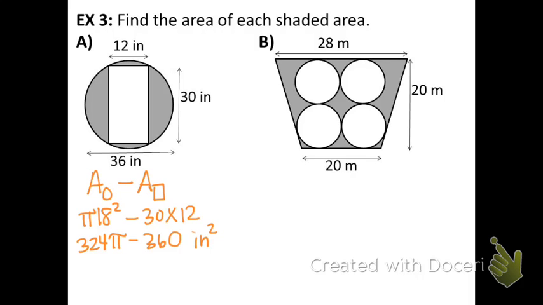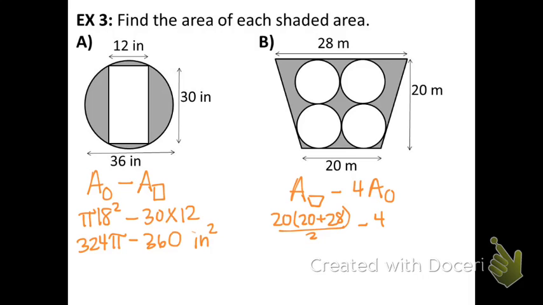Okay, on this next shape, it looks like we have a trapezoid, and we're going to take away 4 circles. So for my trapezoid, I need to know that the height of my trapezoid is 20. I multiply it by base 1, the bottom, plus base 2, the top, and then we divide that by 2. We're going to take away 4 circles.